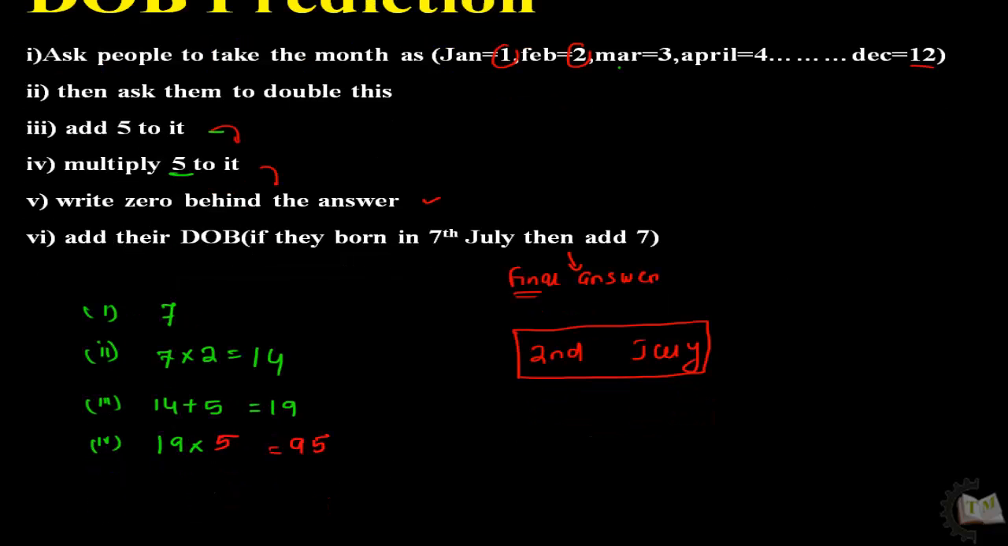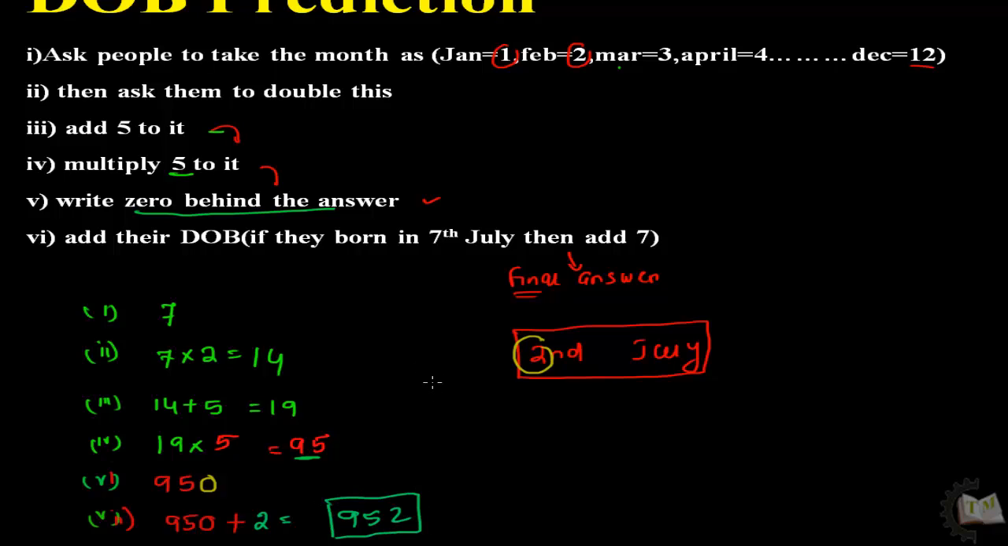And in the next step, write 0 behind the answer. The answer is 95, 9, 5, and write 0 behind it. That answer will be 950. And add their date of birth. Just 2nd July, the date is 2. 950 plus 2. The final answer will be 952. 952. Then how will you predict the date of birth from this final answer?